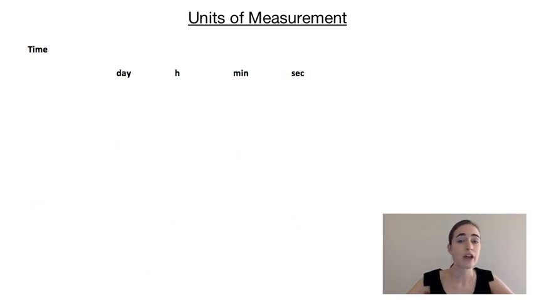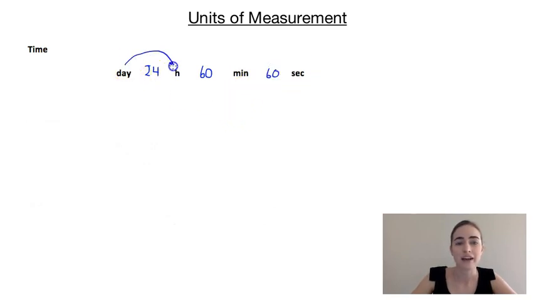All right, next I want to have a look at units of time. So our most common ones there are days, hours, minutes, and seconds. So we know that there are 24 hours in a day. We know that there's 60 minutes in an hour, and we know that there are 60 seconds in a minute.